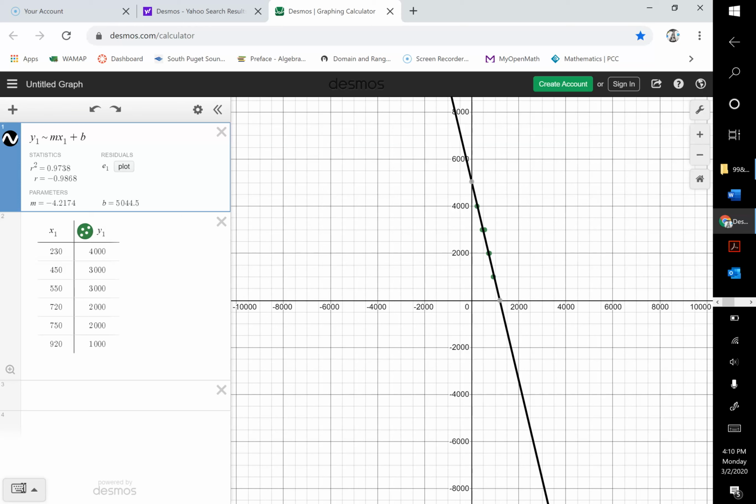So when we have this data given to us, the statistics is the, we're going to look at the R here. R equals negative 0.9868, so that's a pretty close correlation. We are going to look at the parameters, so our slope is negative 4.2174, and our B is 5044.5. So that's using Desmos. That's what this equation is equivalent to.